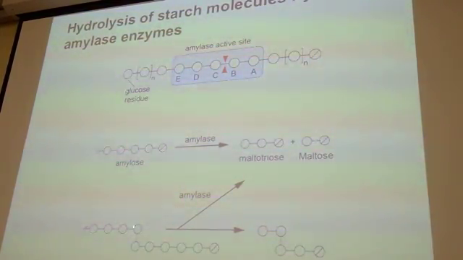But it can't cut these branch points, right? So when it continues to cleave this, eventually we're going to get to what I refer to as alpha-limit dextrins, which are unable to be further hydrolyzed by amylase. So we require additional sets of enzymes to digest these. So remember that amylase is being secreted by the pancreas.